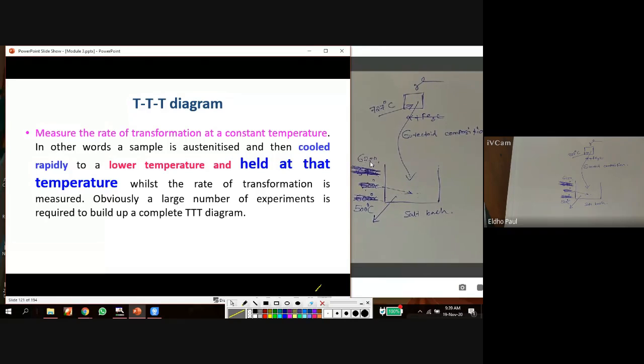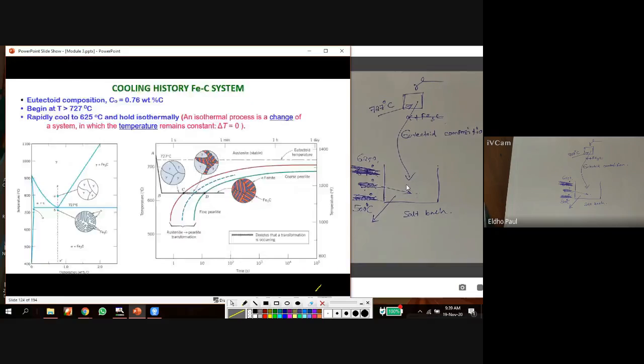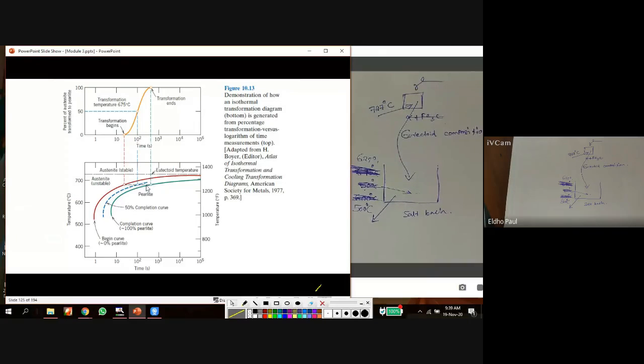So we have to maintain 625 degrees Celsius in the salt bath. That is held at that temperature. This is very important because this cooling process is an isothermal process. This cooling process of austenite is an isothermal process. We can see it from the line. In this horizontal line, the temperature is constant. That means that is isothermal, constant temperature cooling process.